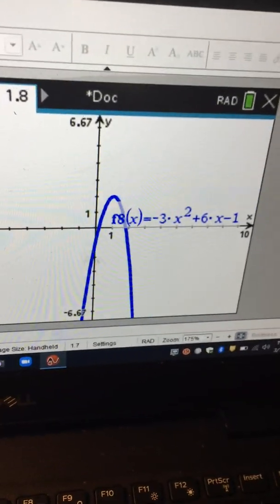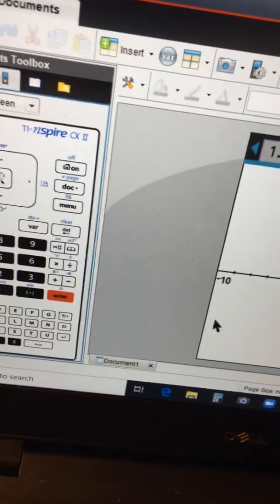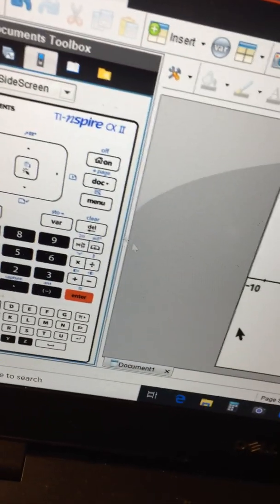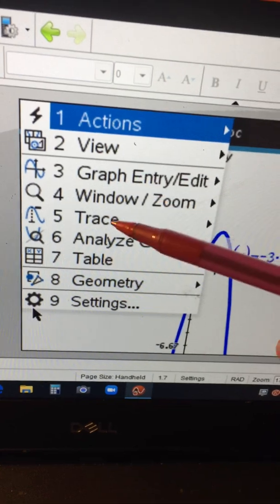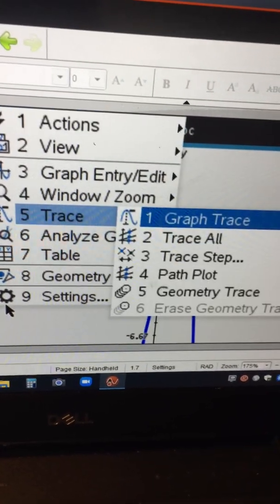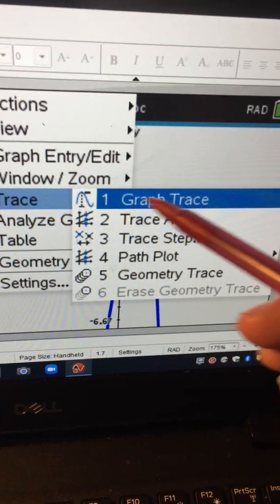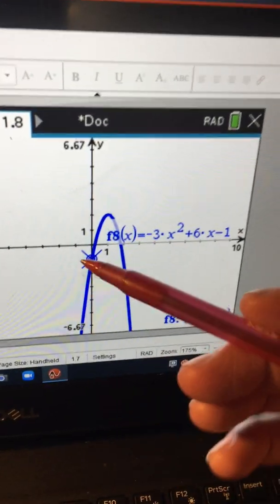And there's my graph. Now I want to trace around the parabola. So I need to go to menu 5.1. Menu, oops, there's the menu button. Menu, and then over here on my screen pops up the menu. And of course, if you look at the menu, I want to trace. So that's number 5. So hit number 5 or scroll down to number 5. And then I want to trace the graph because that's what I have as a graph. So menu 5.1, when I hit that, this cursor appears.